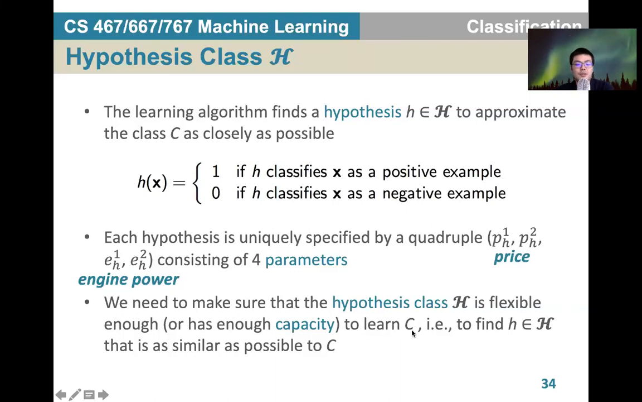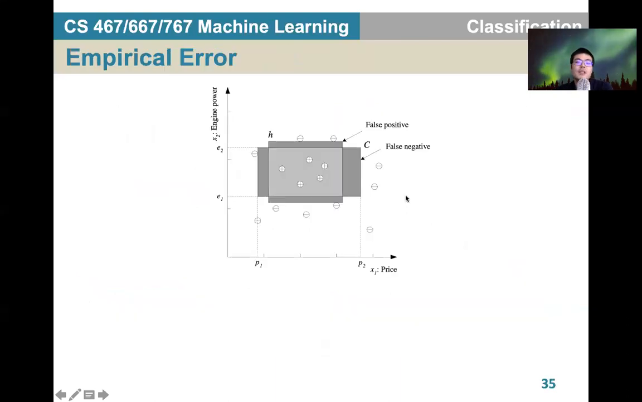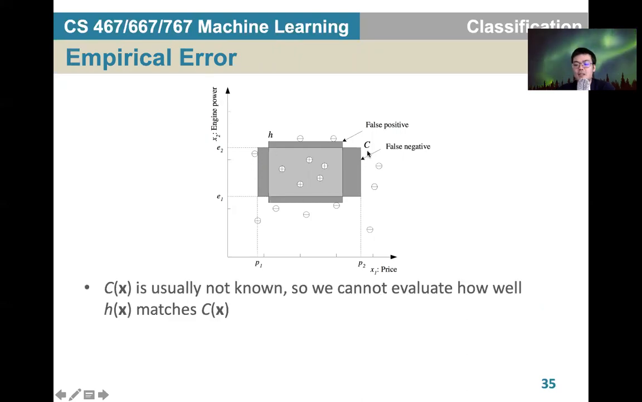And so we need the hypothesis class to be as close as C, which is the true class. The true class may not be a rectangle, by the way. It can be a circle, or any ellipse, any shape. But let's assume that the true class is also a rectangle, something like this. That's the true class: if your engine power is within this range, E1, E2, and your price is within this range, then any point falling here is a family car. This is the C, the true class.